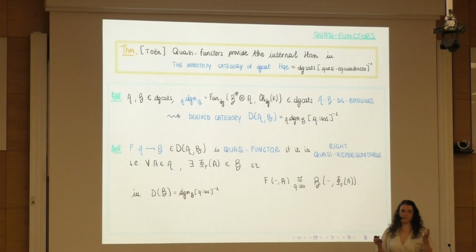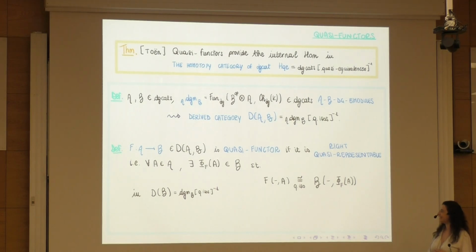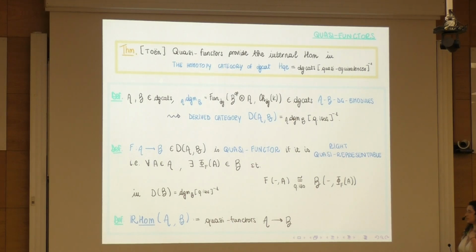So I know this is quite technical and formal as a definition. What you can keep in mind is that quasi-functors are the good notion of functors when you want to work in the DG category up to weak equivalences, and in this case, quasi-equivalences. So this is what you can keep in mind. Okay, for the rest of my talk, I'm going to denote the category of quasi-functors by Rhom(A, B).